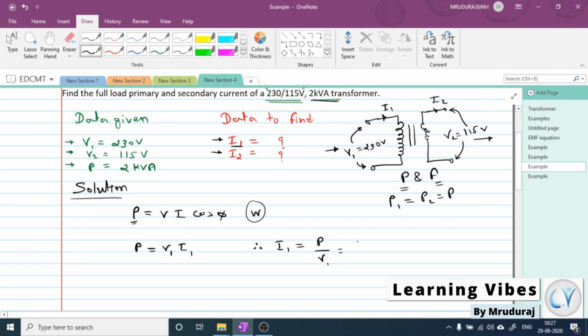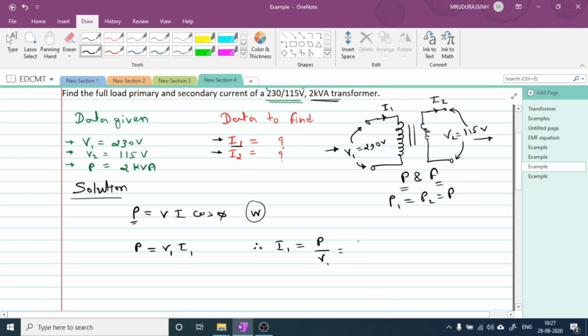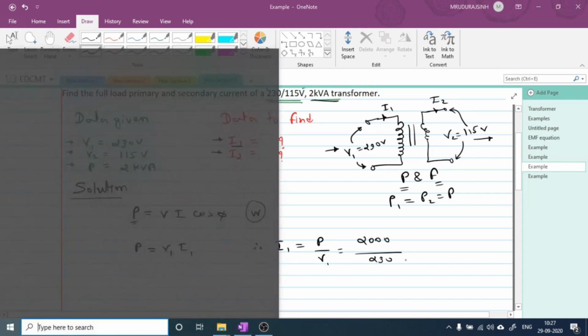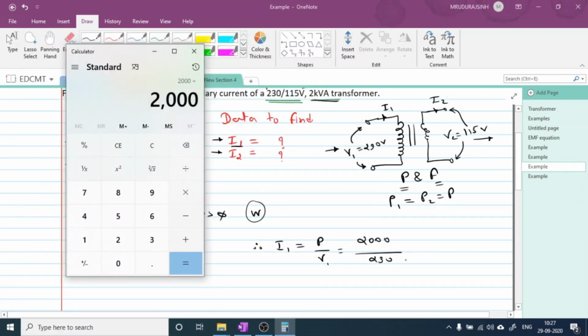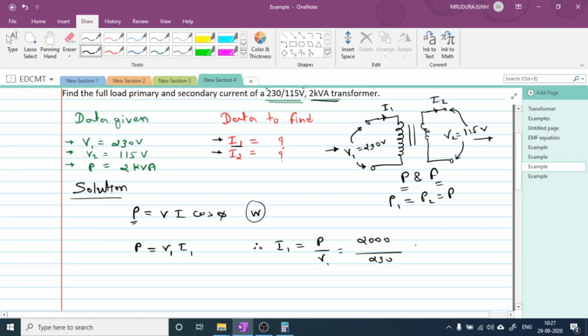P is equal to 2 kVA. If we convert kVA to VA, so it's 2000 VA divided by V1, it's 230. So if we calculate it, 2000 divided by 230 gives us 8.69. So we'll take it as 8.7. So it is 8.7 ampere of current is flowing through primary winding.